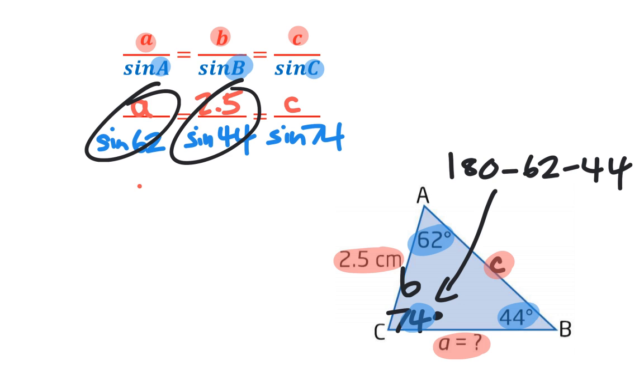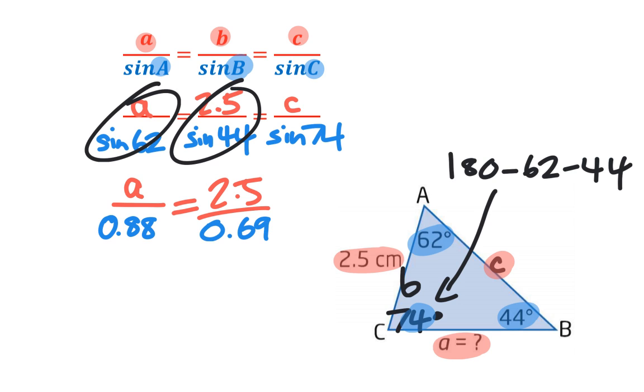I'm going to rewrite lowercase a, sine 62. You can use a calculator. That is going to be equal to approximately 0.88. Next, I'm going to rewrite 2.5. And instead of writing sine 44, I can use a calculator, and that's going to give me 0.69. This should look very familiar to you.